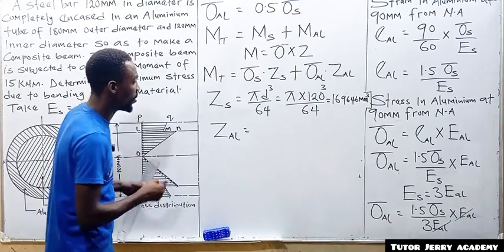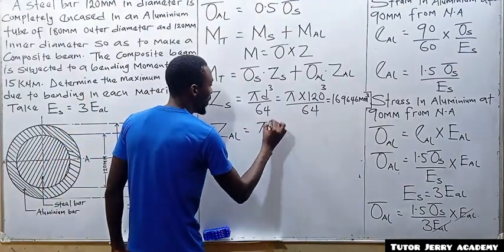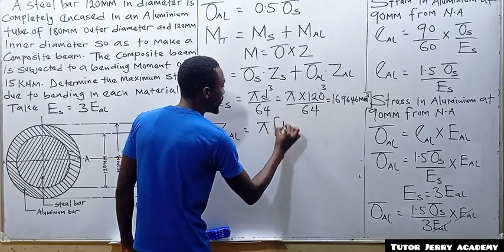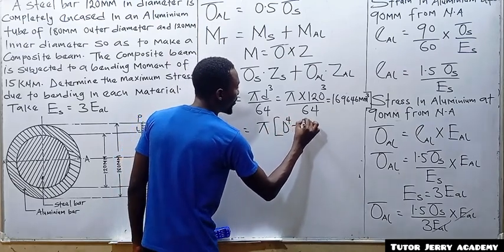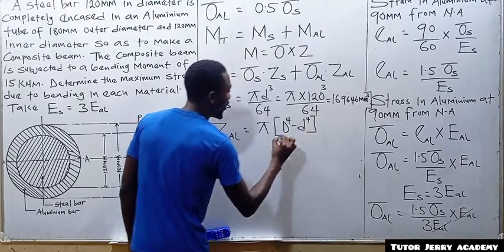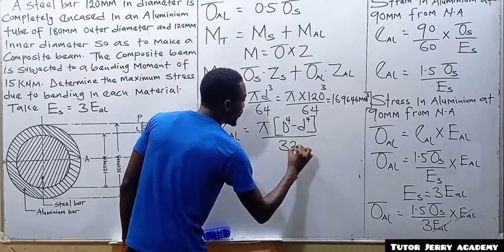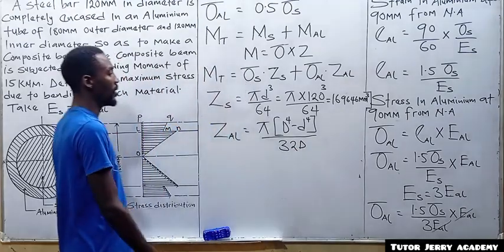D to the power of 4. Pi into what? Into D to the power of 4 minus d to the power of 4 all over what? All over 32D. All right, so that's it.